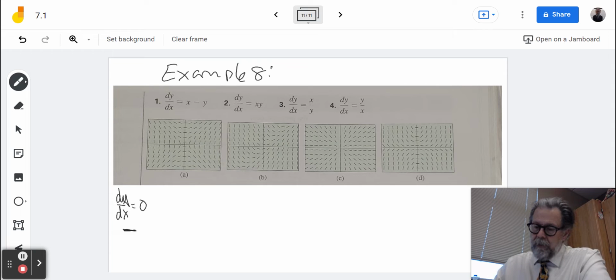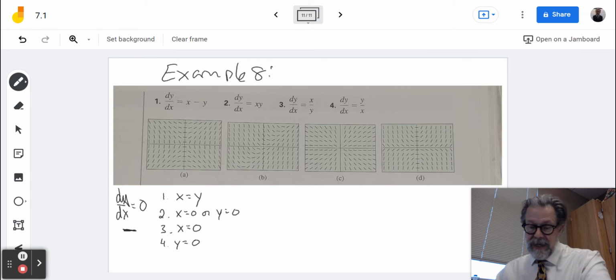Well, the first one, x equals y. The second one, x equals 0 or y equals 0. The third one, x equals 0, but this is undefined on the y-axis. And the fourth one, y equals 0, but undefined on the x-axis.